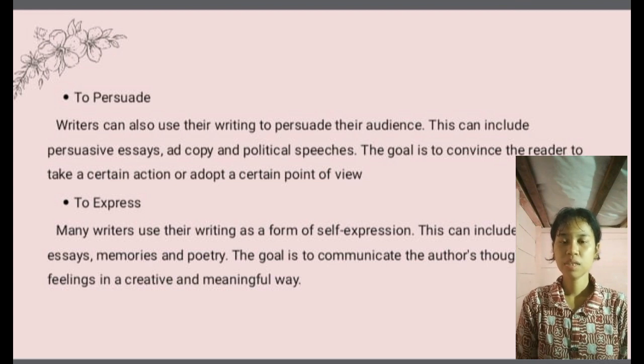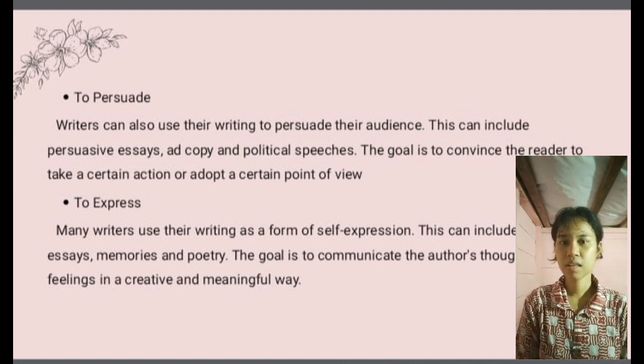The third point is to persuade. Writers can also use their writing to persuade their audience. This can include persuasive essays, ad copy, and political speeches. The goal is to convince the reader to take a certain action or adopt a certain point of view.